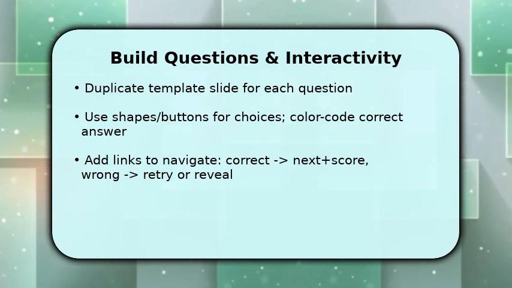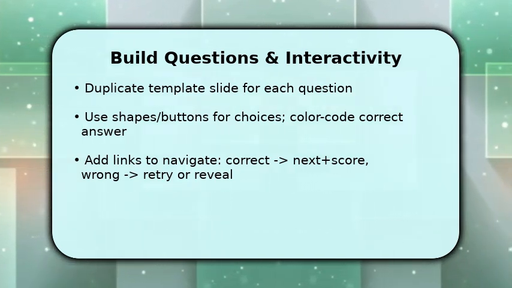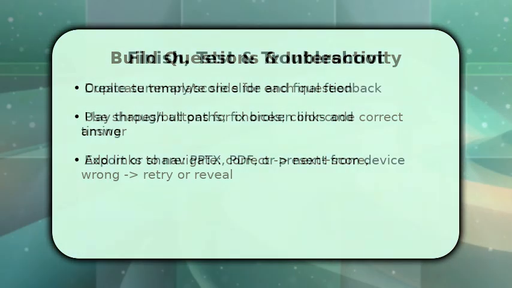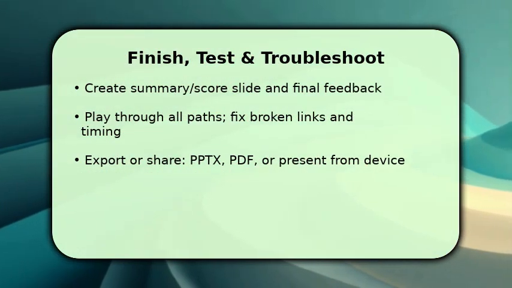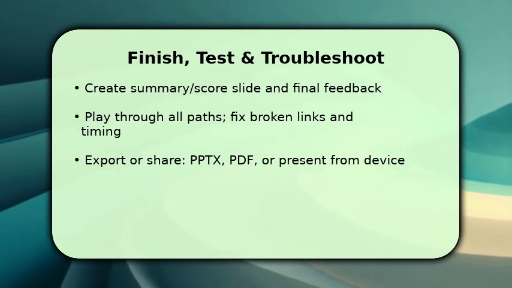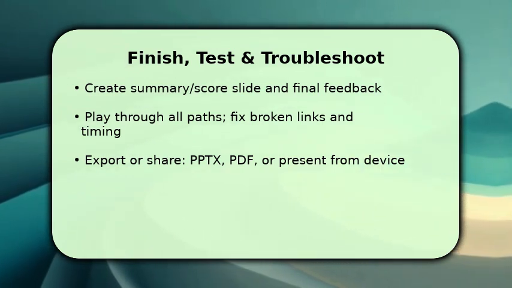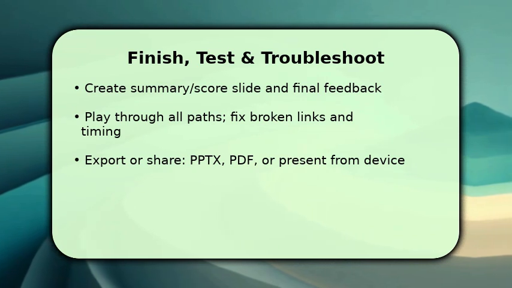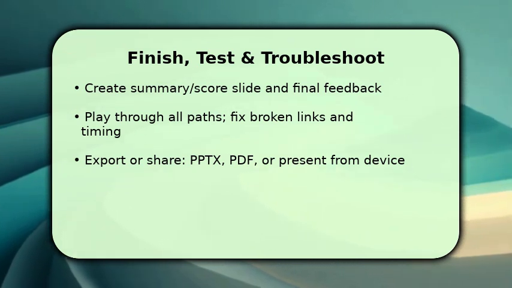Make sure to test one path fully before copying interactions. You finish by adding a summary slide that displays final score or feedback. This completes the learner journey. Then play through every branch, correct, wrong, and skip to confirm links and transitions work and timers behave as expected.